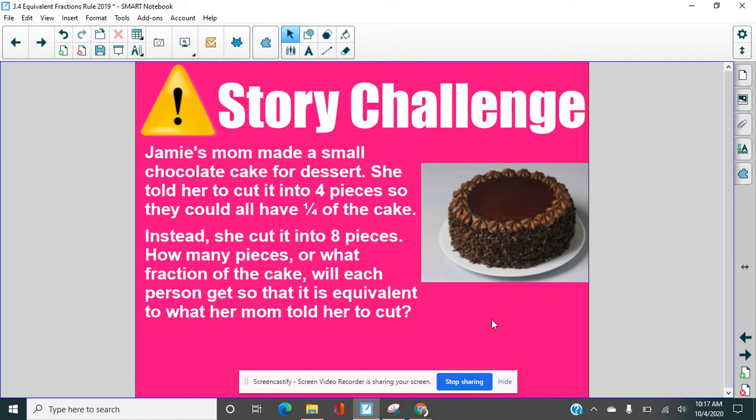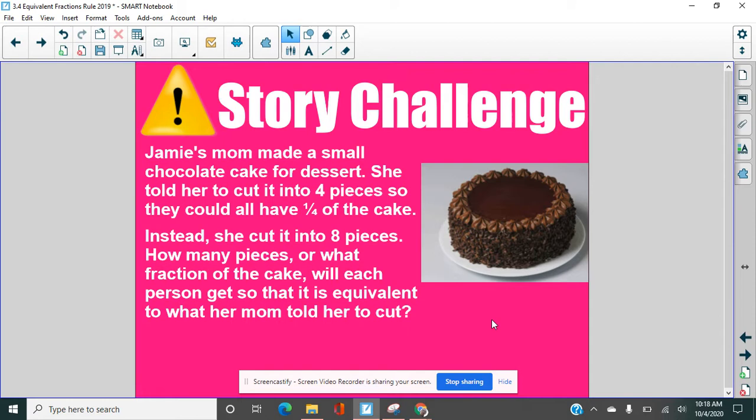All right, let's take a look at this story here, though. Imagine this. Jamie's mom made a small chocolate cake for dessert. She told her to cut it into four pieces so they could all have 1/4 of the cake. Instead, she cut it into 8 pieces. How many pieces, or what fraction of the cake, will each person get so that it is equivalent to what her mom told her to cut?